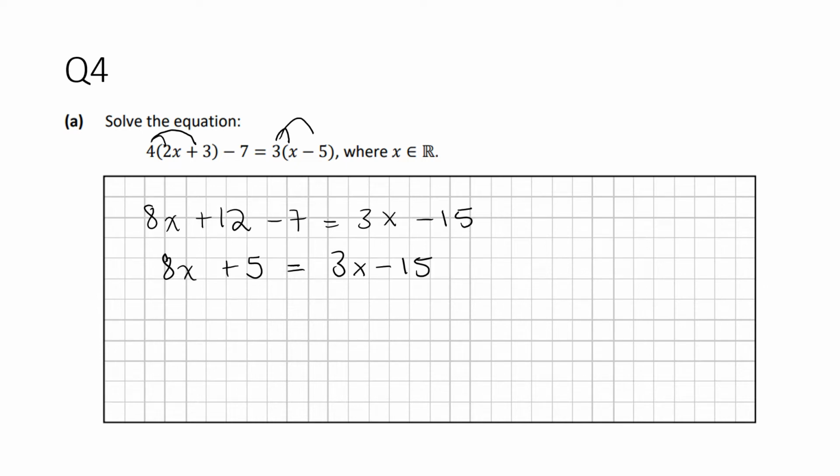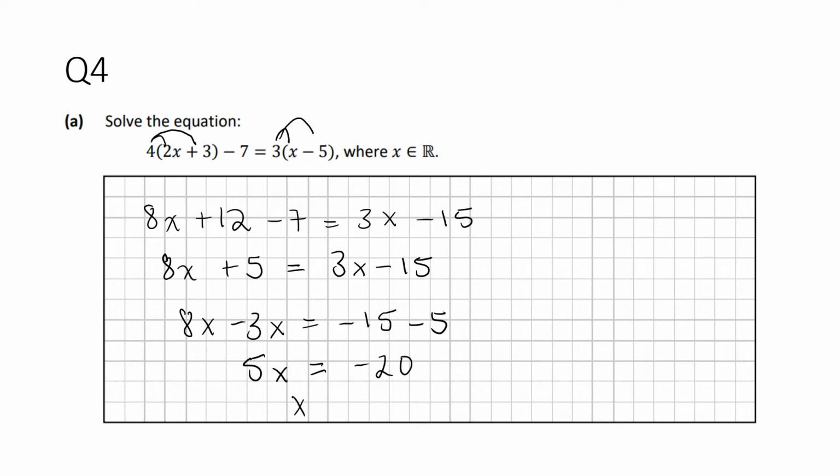So what you want to do now is bring all the x's to one side. So we're going to bring over that 3x and it's now going to be a minus 3x, and bring all the constants to the other side. So your minus 15 is here already. So then take away the 5 from the other side. So 8x take away 3x is 5x, minus 15 minus 5 is minus 20.